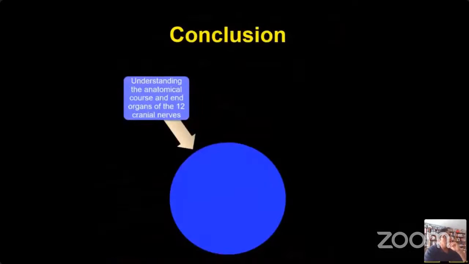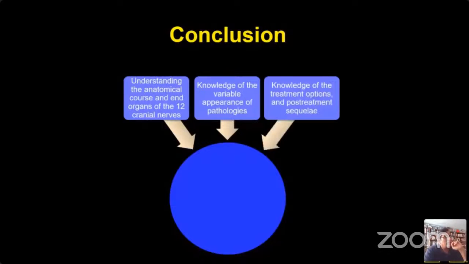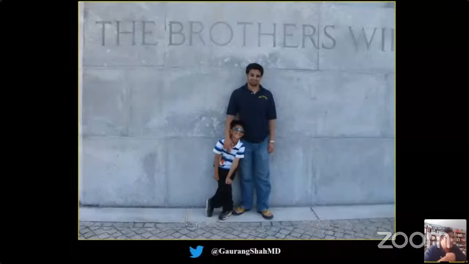So in conclusion, the understanding of the anatomical course and end organ of the 12th cranial nerve, knowledge of the variable appearance of pathologies, which I did not go over exquisitely, we can do it some other time, and the knowledge of the treatment options and the sequelae will lead to accurate diagnosis, treatment planning, and evaluation of treatment response. So that's all I have.